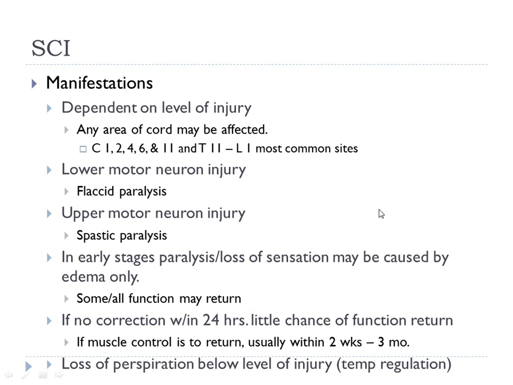If there is injury to lower motor neurons, that equals flaccidity. And if there's injury to the upper motor neurons, that's spasticity. It's just a memorization thing.